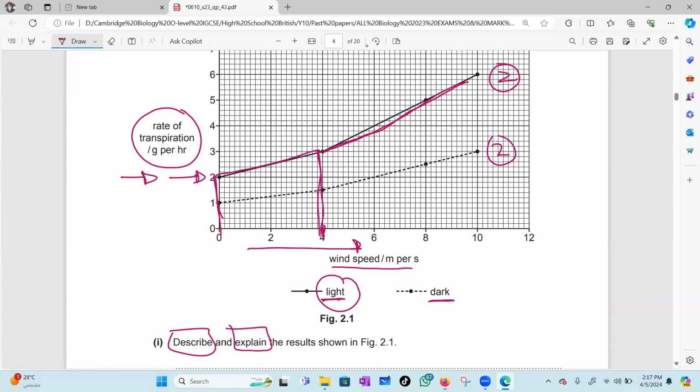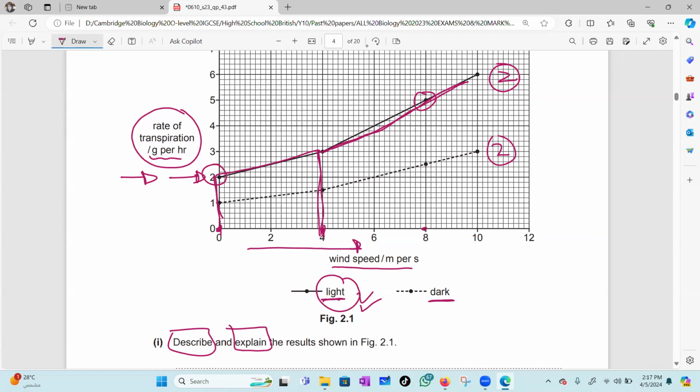When the wind speed increases, the rate of transpiration increases, and you will give numbers. For example, when the wind speed was 0, the rate of transpiration was 2 grams per hour. And when the wind speed was, let's say, 8, the rate of transpiration was 5 grams per hour. Now, this is the describe. Can you explain why in the light, the rate of transpiration is faster?